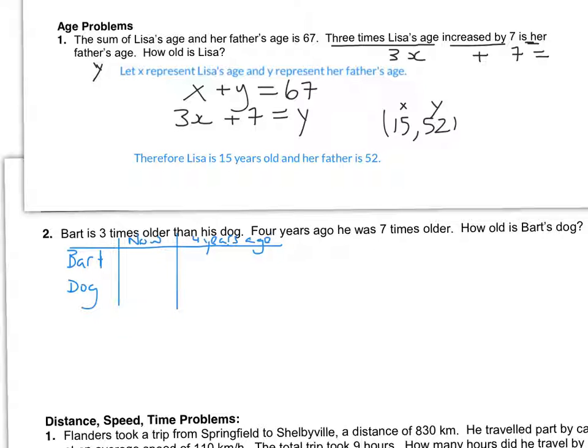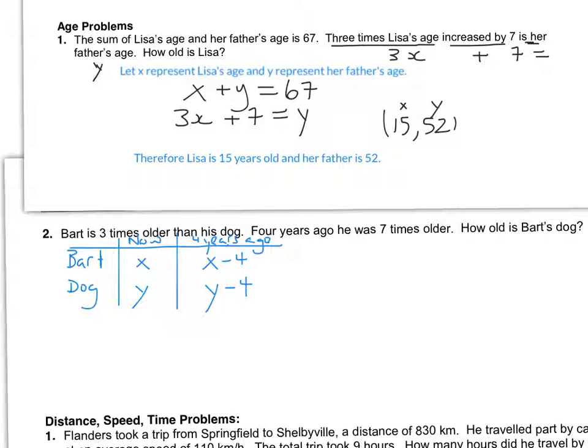So currently, we could let Bart be x years old, and his dog would be y years old. Now, if you think of Bart's age 4 years ago, you could take his current age and just subtract 4 from it. So 4 years ago, Bart would have been x take away 4, and the dog, if it's y years old right now, would be y take away 4.